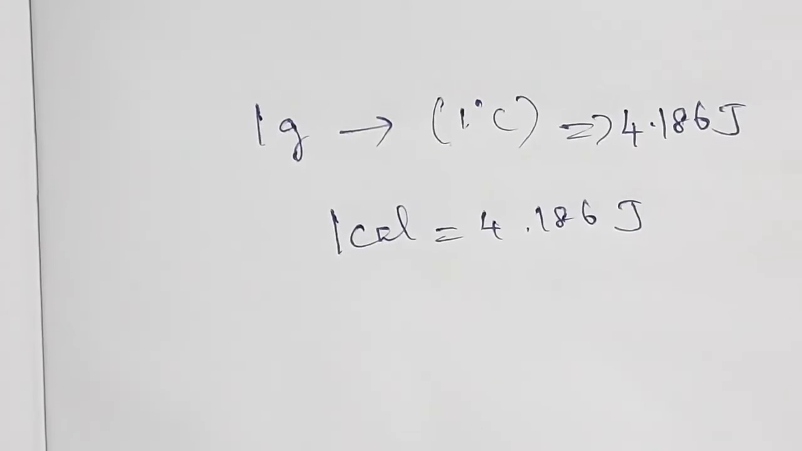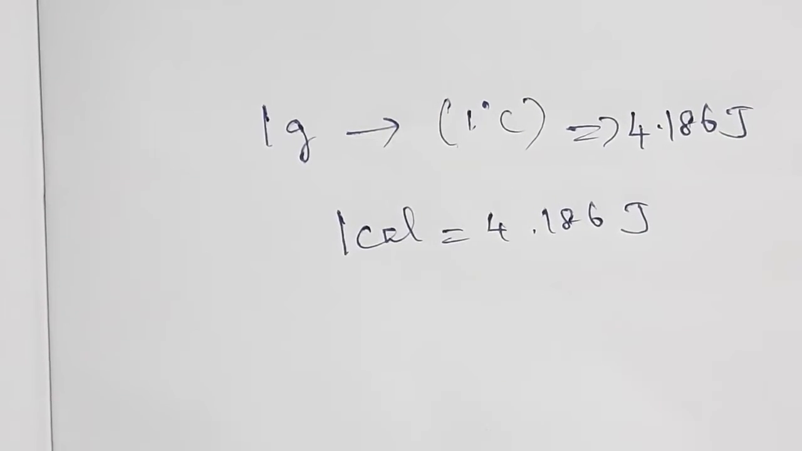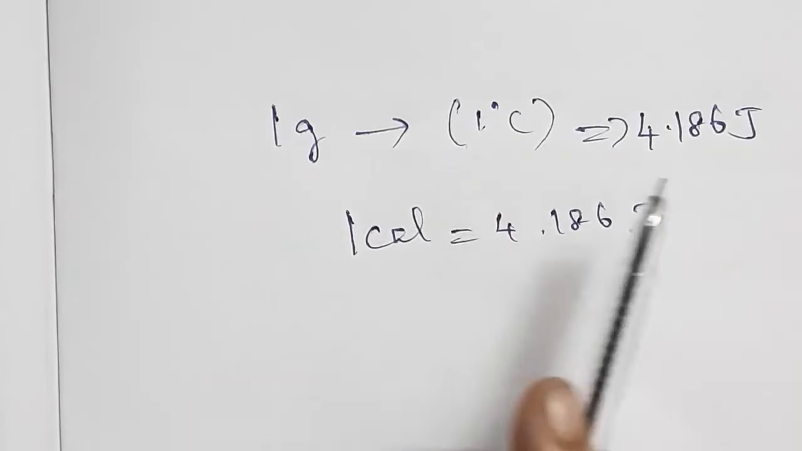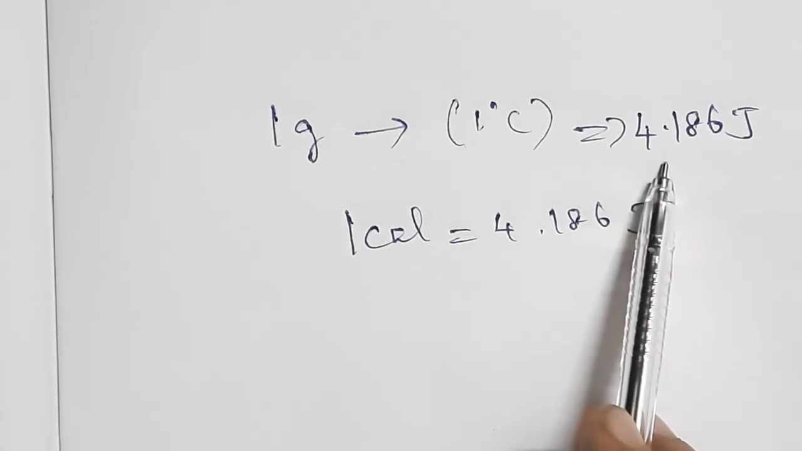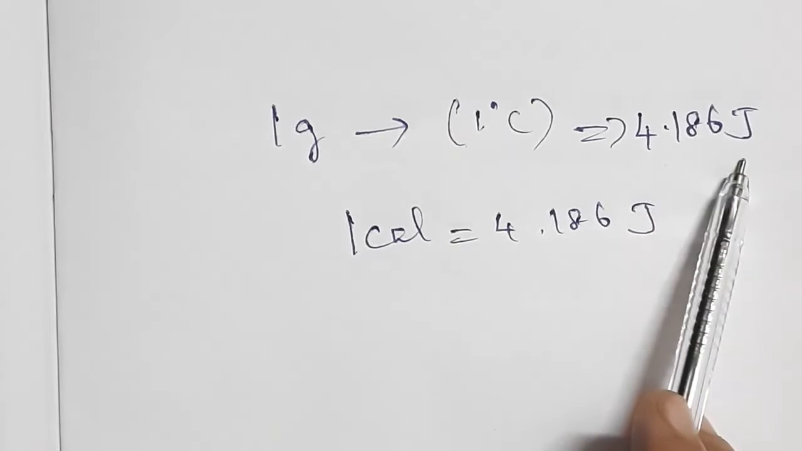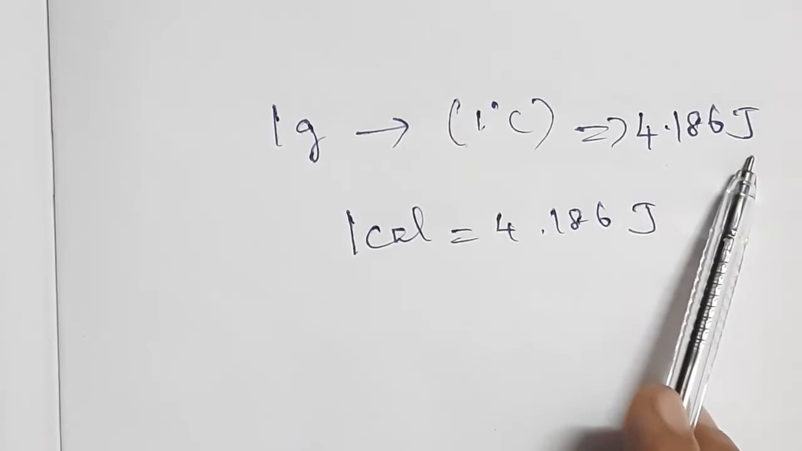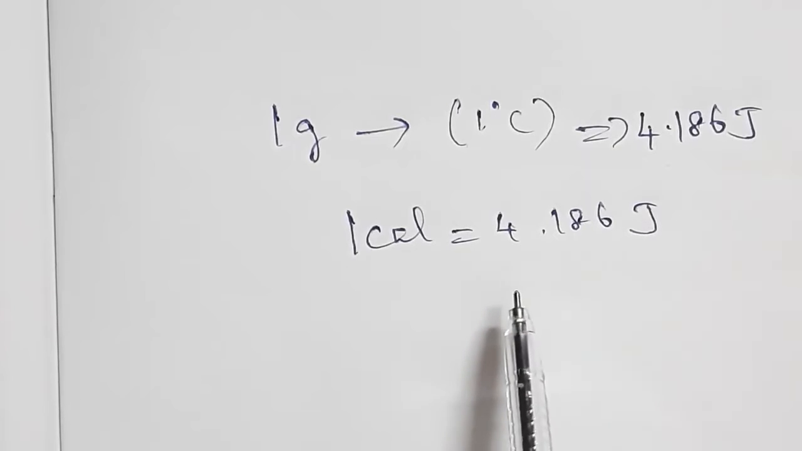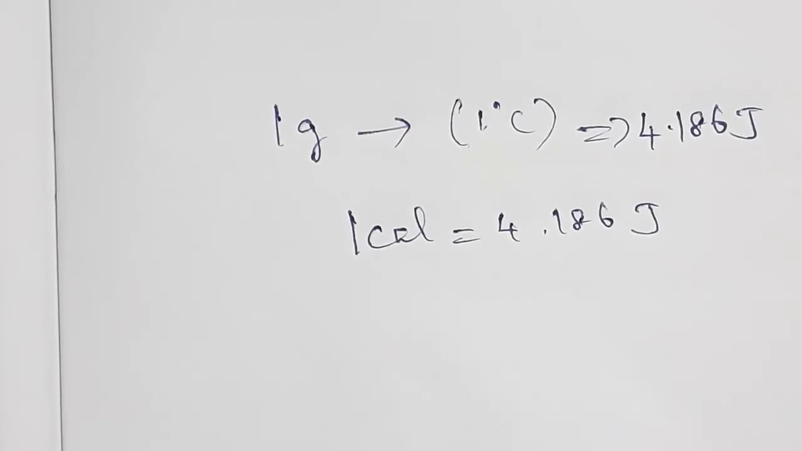Understand? So what did he find? He found that to raise the temperature of 1 gram of an object by 1 degree Celsius, the energy required is 4.186 joule. Actually, this was called 1 calorie. 1 calorie is equal to 4.186 joule. So this is called Joule's mechanical equivalent of heat.